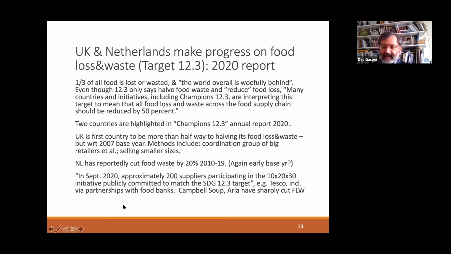The last point is, again, you see the types of cross-sector alliances who are active in advancing their public profile: Tesco, Campbell Soup, the Scandinavian dairy producer Arla. These people are mobilized in a thing called the 10 times 20 times 30 initiative.